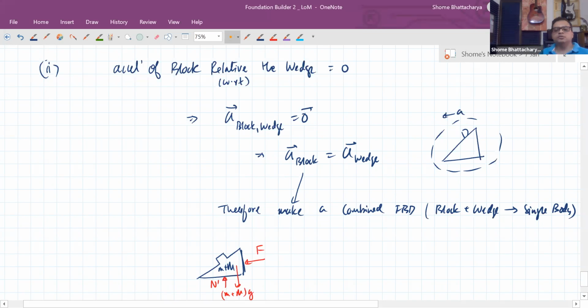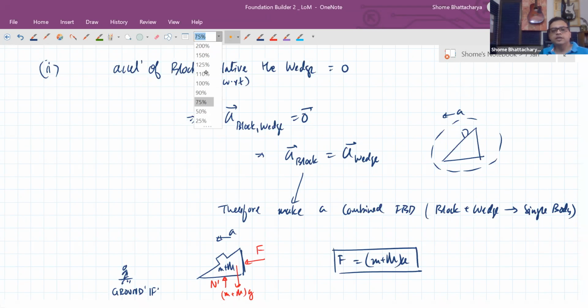There's some normal reaction from the ground. Okay, and this is of course an inertial ground frame now. This is with respect to ground. So in this frame, this is having an acceleration A like this. So F should be equal to (m plus M) times A. So this becomes our equation.